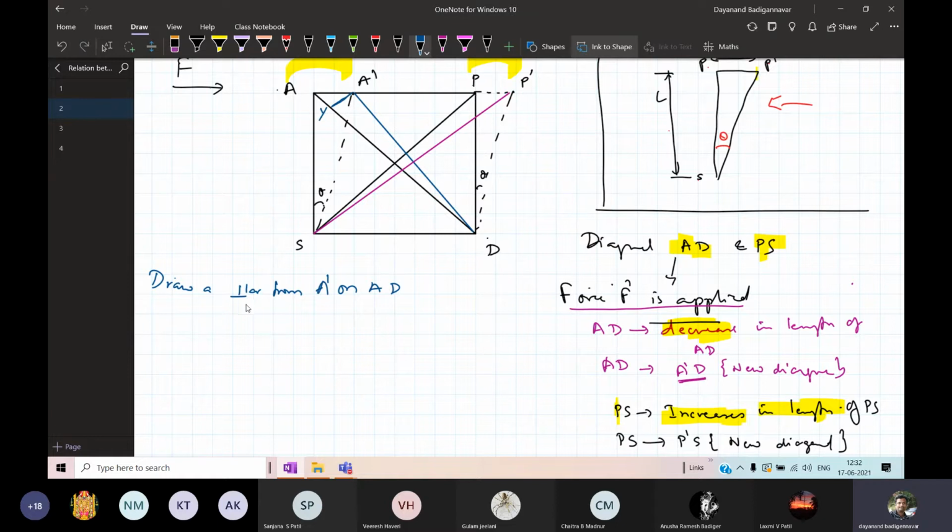So this is called AY. Got it? Similarly, from this end, from P, you draw a perpendicular on PS. So this is the perpendicular. I will call this point X. So the second one, draw a perpendicular.